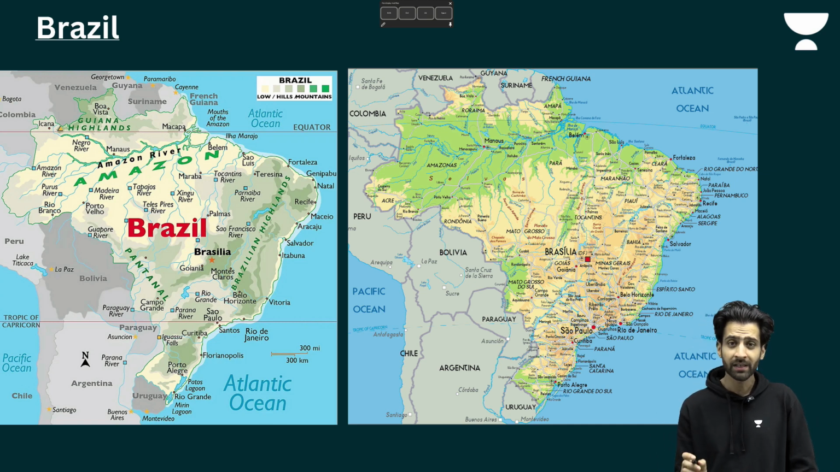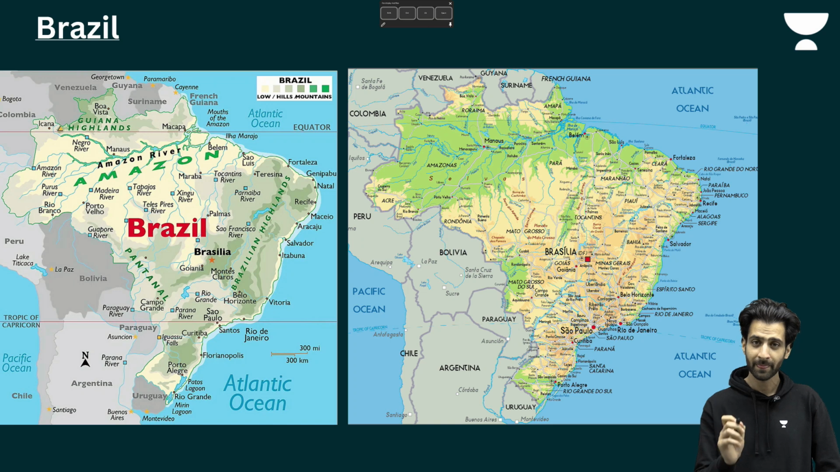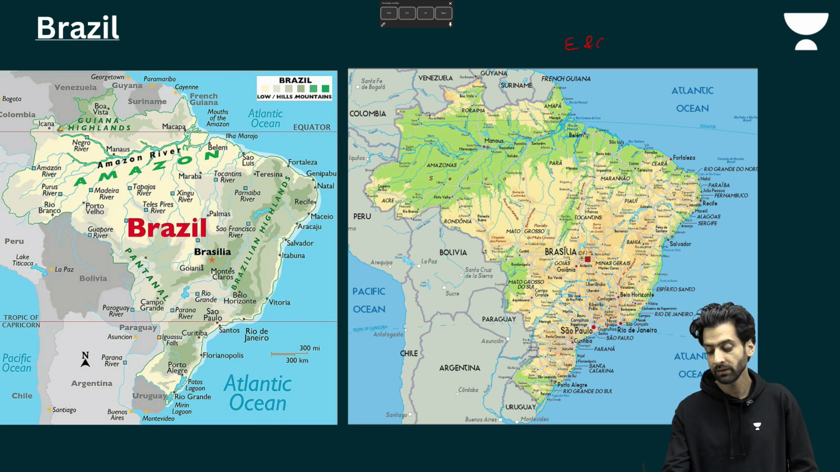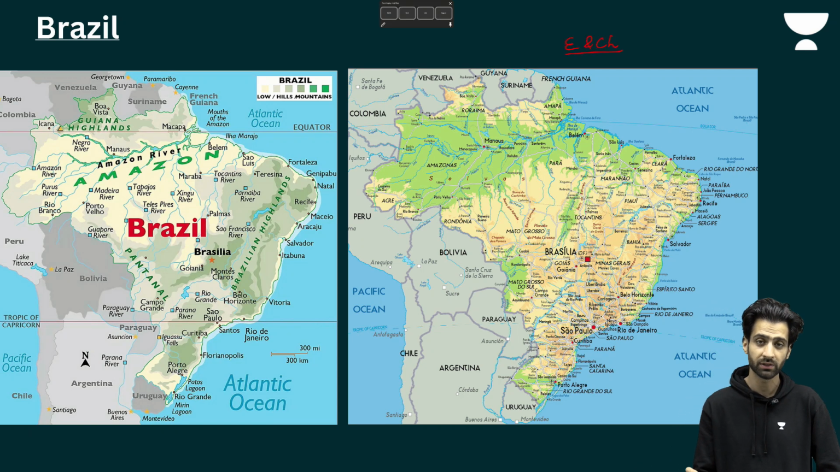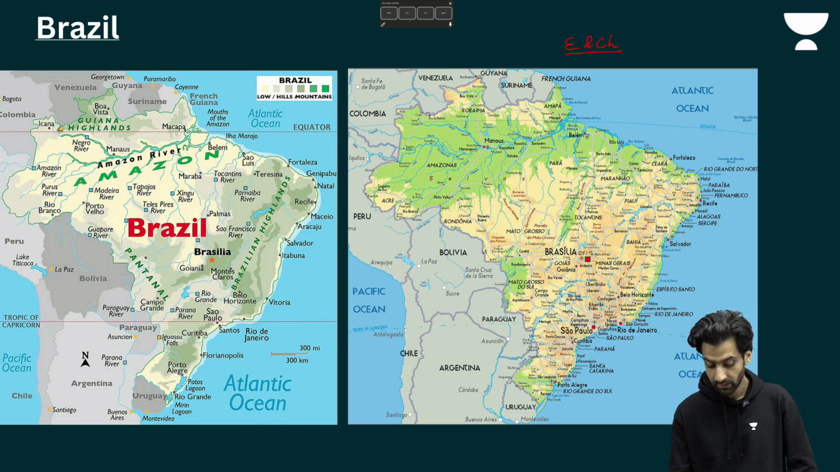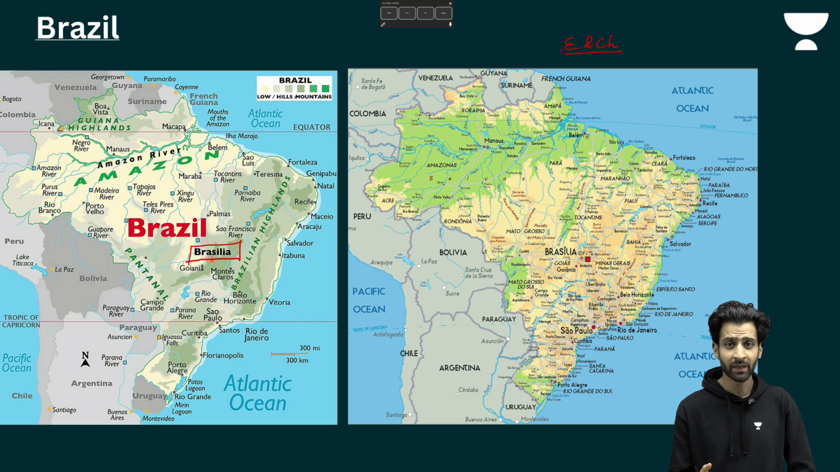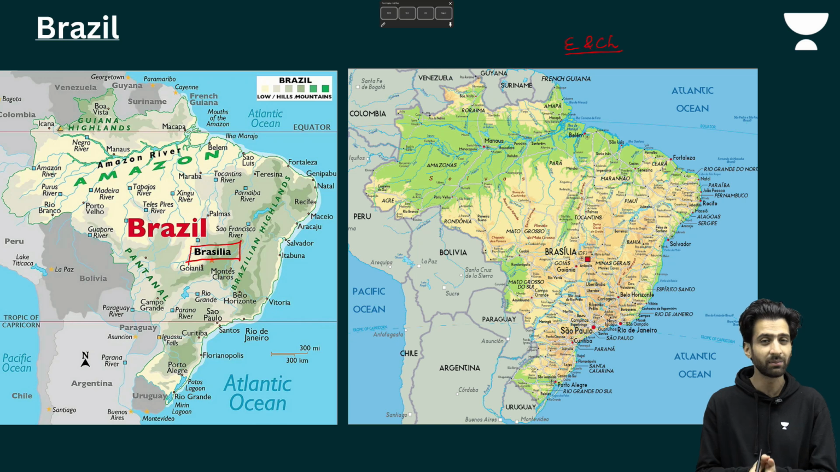Brazil is the largest country in South America. It shares its border with all the countries in the continent except Ecuador and Chile. Only the two countries that it does not share its borders with. Its capital is called Brasilia. A lot of you might have confusion that it might be Rio, because Rio is a very popular city in Brazil, but it's not Rio. The capital is Brasilia.